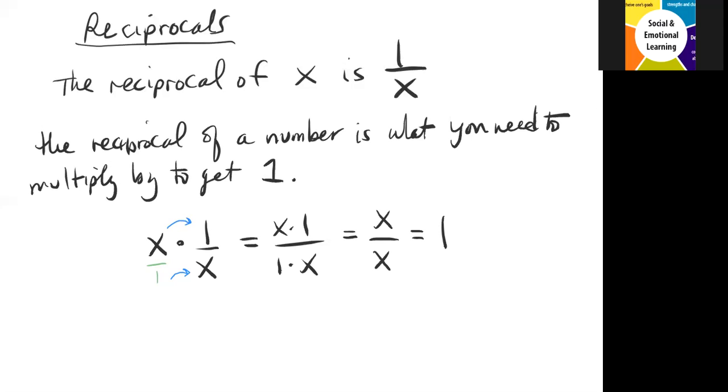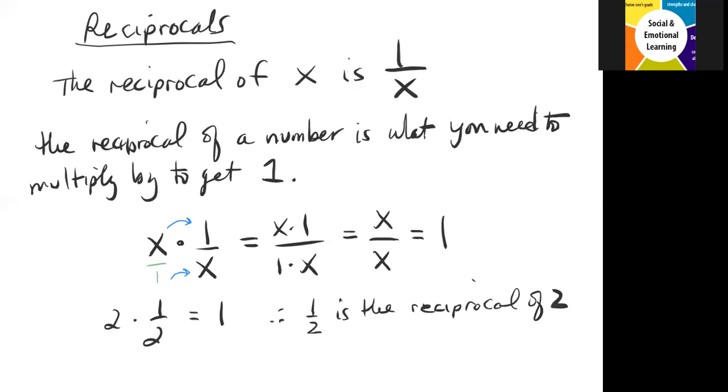It's 1 over the original number or variable. So if I have something like 2, and I'm going to multiply it by 1/2, 1/2 is the reciprocal of 2. That's just going to give me 1. So we can say, therefore, 1/2 is the reciprocal of 2.